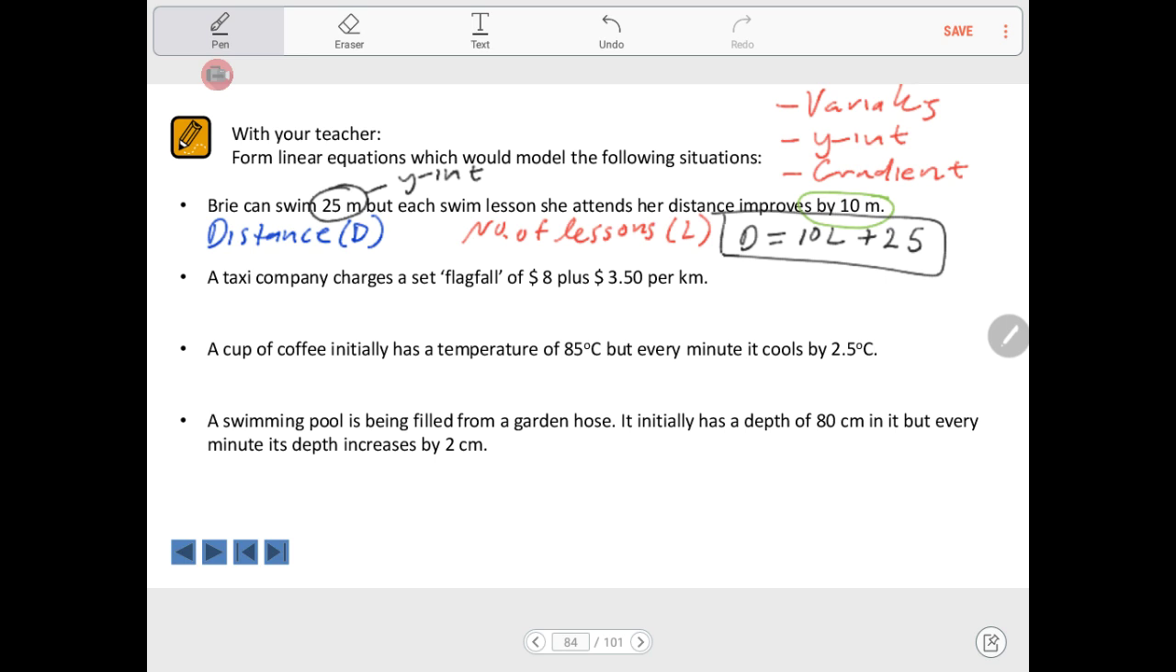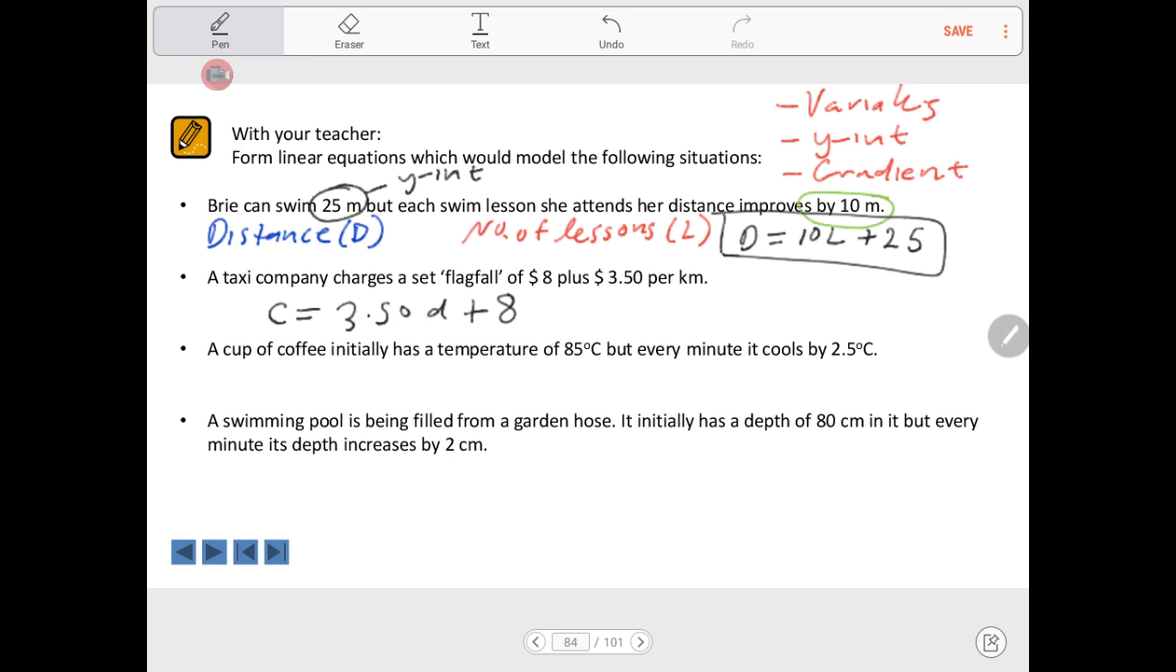Okay, this one, we've got a charge and distance situation. So C for charge equals $3.50 multiplied by D for distance, or if you put K for kilometres, that's fine as well. Either one would be okay, just as long as you define your variables, plus that flag fall of $8. So that's our equation for the taxi company.